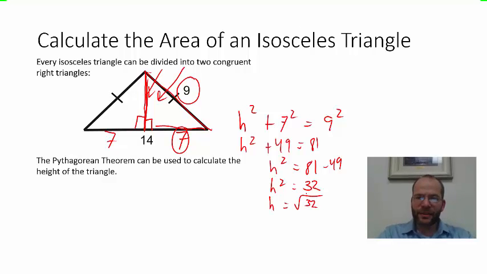A quick tie back into algebra. Remember, when you take the square root of a number, you're always dealing with the positive and the negative value. There's always a plus and a minus. But when we're in geometry, because distance is always positive, we only need to worry about the positive value.